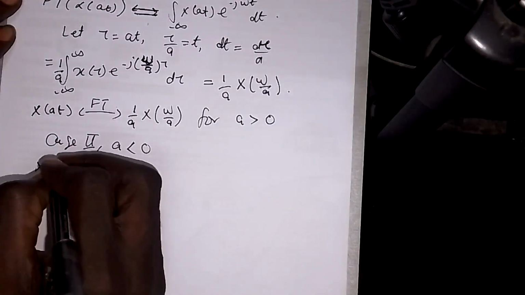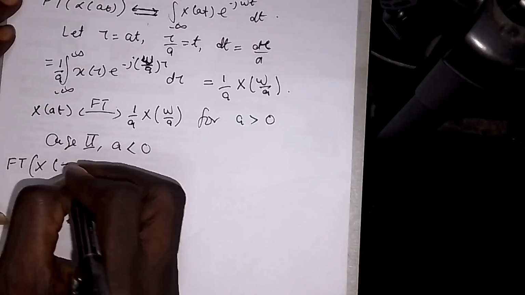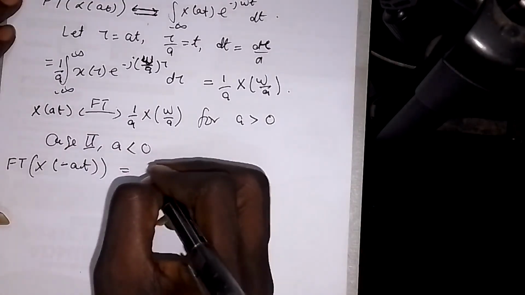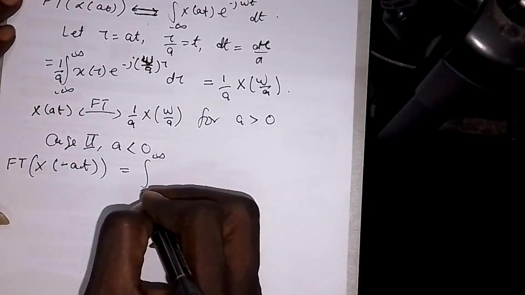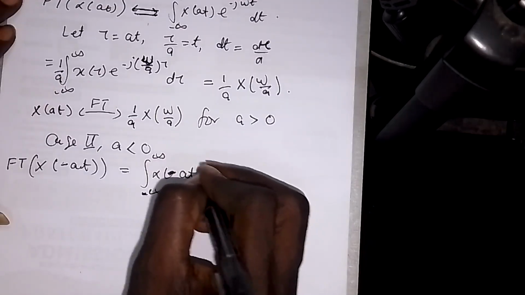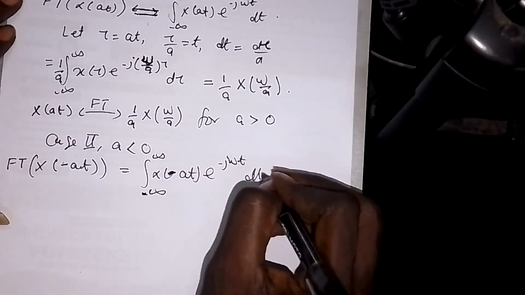If a is less than 0, then the Fourier transform of x of minus a t, because a is less than 0, is going to give me the integral from minus infinity to infinity of x of minus a t into e to the minus j omega t dt.